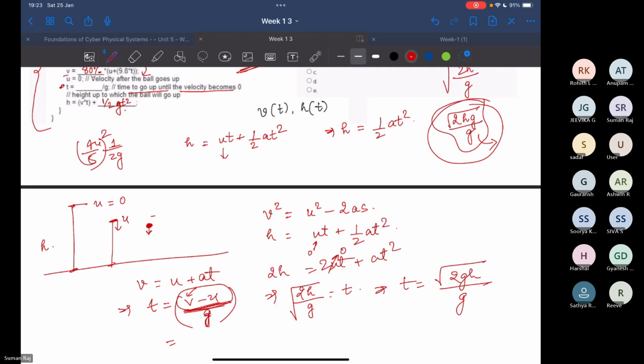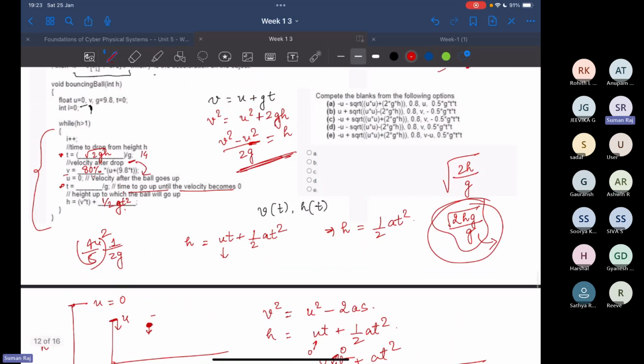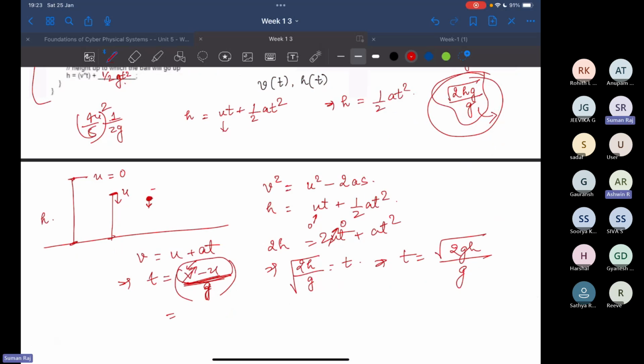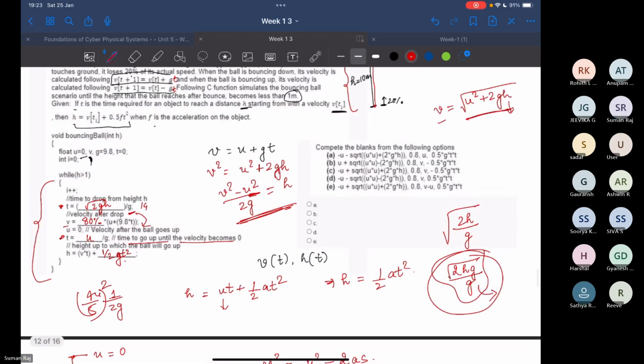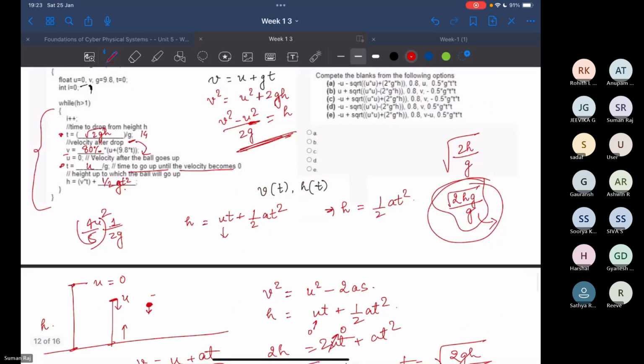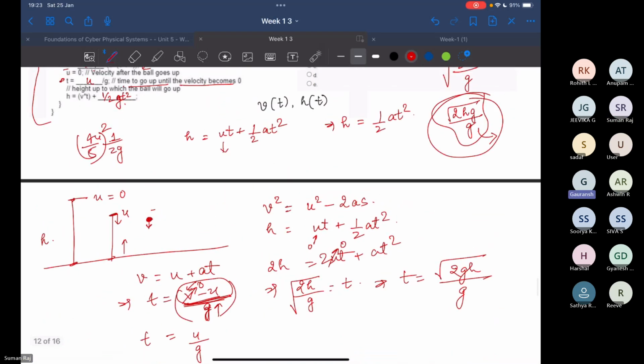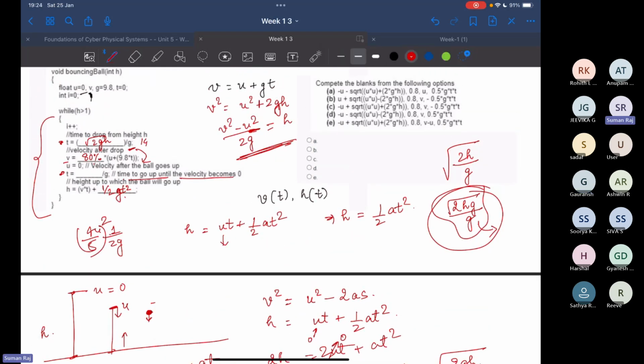Let's see. u plus at, v minus u by g. But if this is your 0, because finally you're reaching there, and your u is also in the opposite direction, and g is also there, so it is going to be u by g, if I'm not wrong. Is this fine? Yes, ma'am. Okay. So over here it will be u. Is that right? Okay, I think on some other variable, v. u is 0. We will take v here. Ma'am, in the program we will take v. Okay, got it. Because you're actually calculating the wrong one. I understood. Fine.